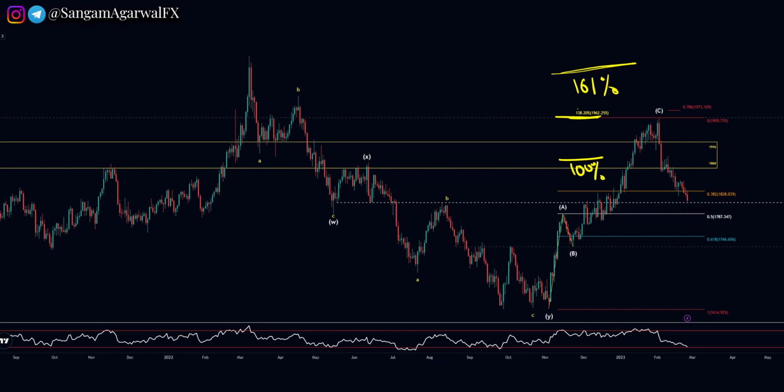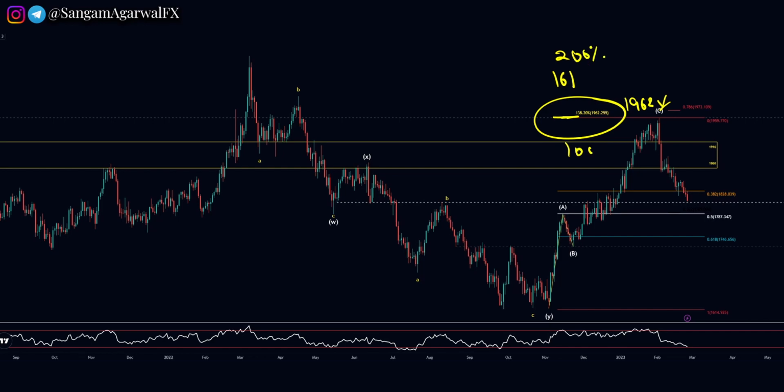But the challenge is always the same: how will you know whether these are a 1-3-5 impulsive wave or an ABC corrective wave? This extension tool in advance is telling us that 1962 can be the top for wave C, and if this level breaks, then next is the 161% projection, then the 200% projection, and before that the 100% projection.